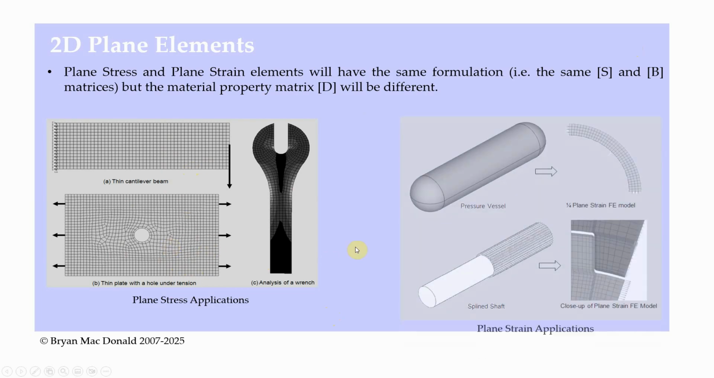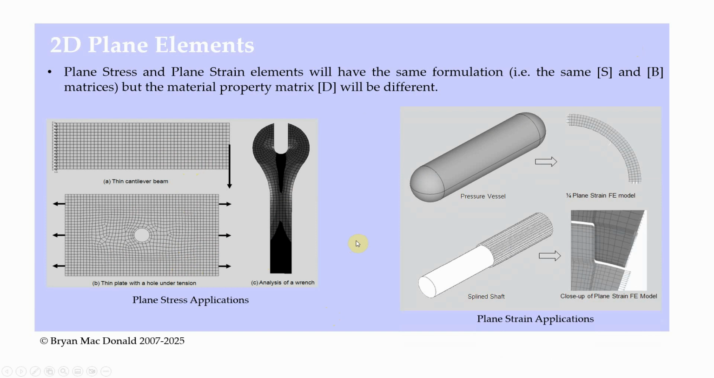And plane strain is almost the opposite of that. It's when we're looking at something where the thickness coming out of the screen would be very large. Take for example this pressure vessel here. If we took a slice through that pressure vessel and modeled 1/4 of that slice, our plane strain model would assume that the thickness out of the screen here is very large. Same with the spline shaft, and the example of a dam is often used as well. So plane stress, very thin, very little thickness out of the screen. Plane strain, significant thickness out of the screen.